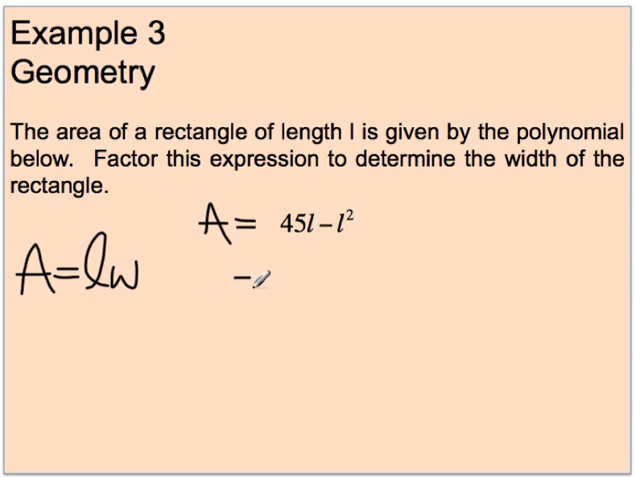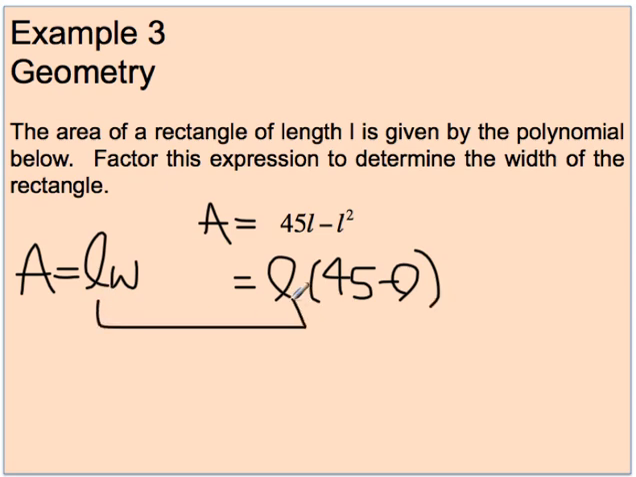So we want to pull one of the L's out. If we pull one L out, we're left with 45 minus L. So you can see this L and this L are the same. And the width has to be given by this 45 minus L. So the width of this rectangle is 45 minus L.